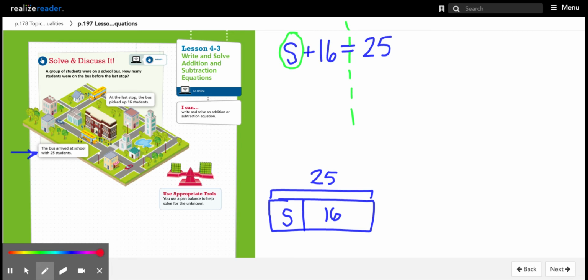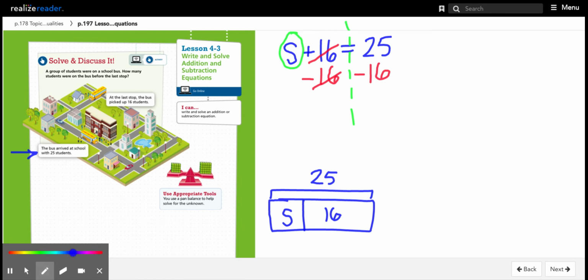So how do I get rid of plus 16? What is the opposite operation of addition? The opposite of addition is subtraction. Because if I have plus 16 and then I subtract 16, well, 16 minus 16 is 0. That leaves me with just S on the left. But if I'm subtracting 16 on the left, I also have to subtract 16 on the right. So I always say to myself, whatever I do to the left, I have to do to the right. Whatever I do to one side, I have to do to the other side.